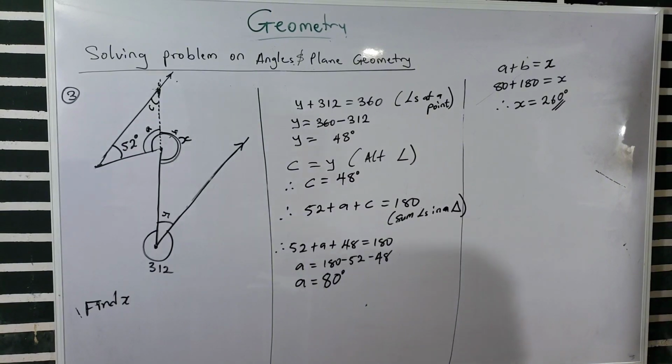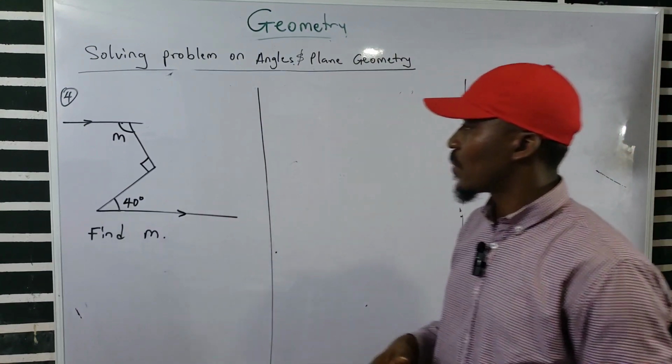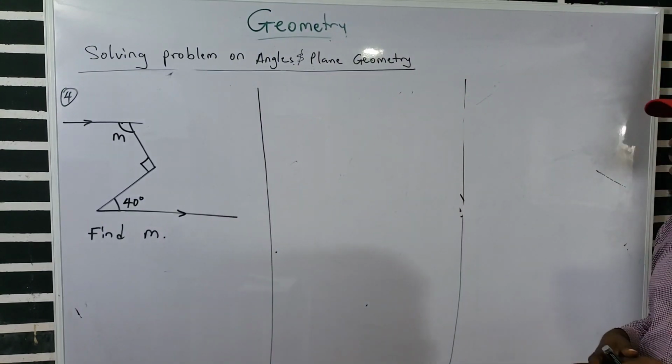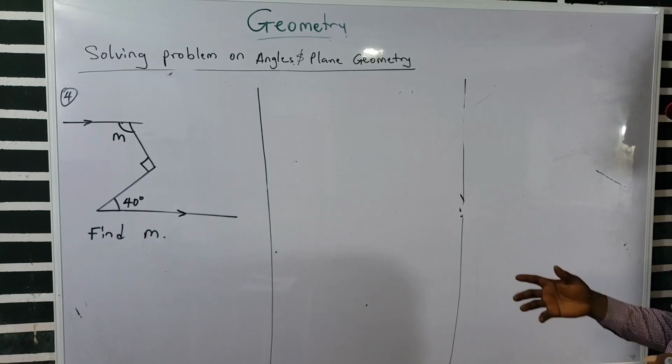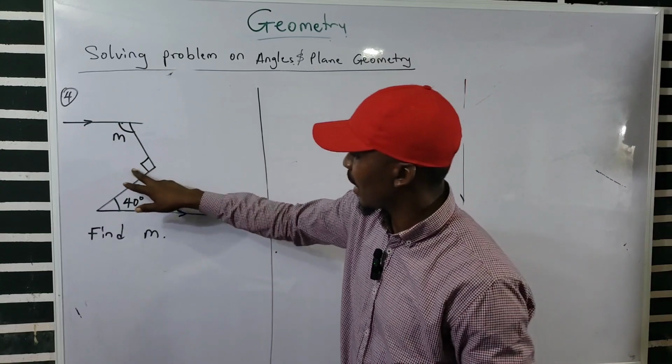Now let's move to the next question. If you look at our fourth question, you will see that it has a little similarity with what we have done before. So with the idea of what we have done before, we can actually find that value. We have here already 90.